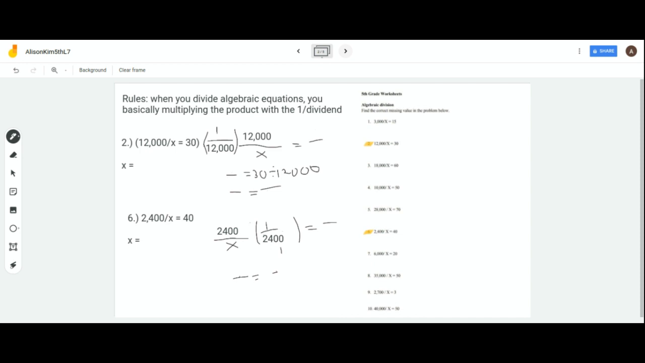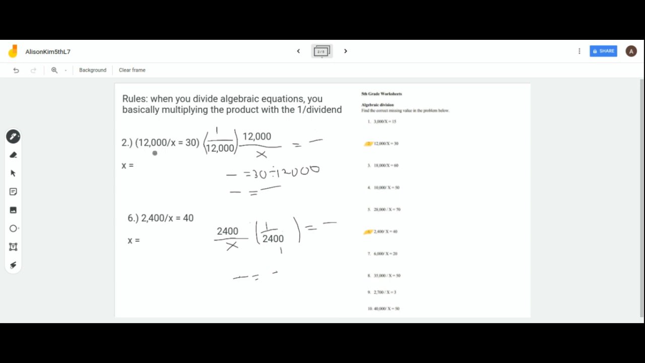So we're going to start off with algebraic division. The rule is when you're dividing algebraic equations, you're multiplying the product with 1 over the dividend, which is basically dividing the product with the dividend. If you don't understand, you'll understand as I show it along. So let's get started on number 2.